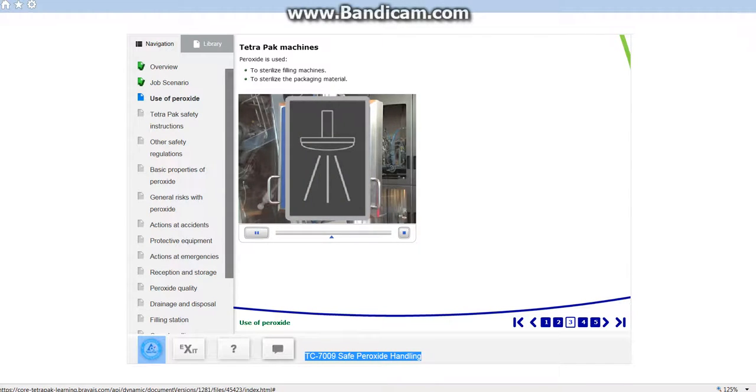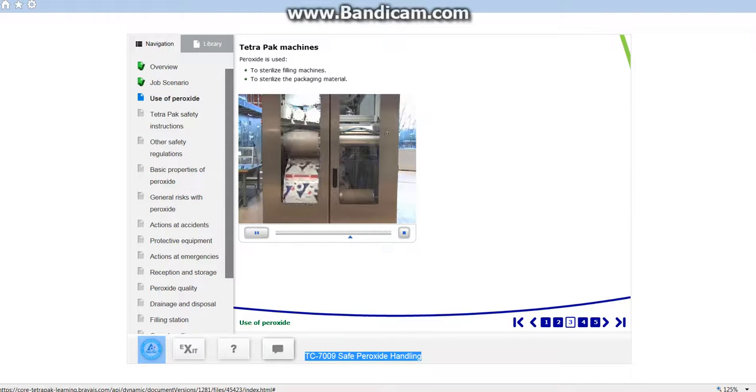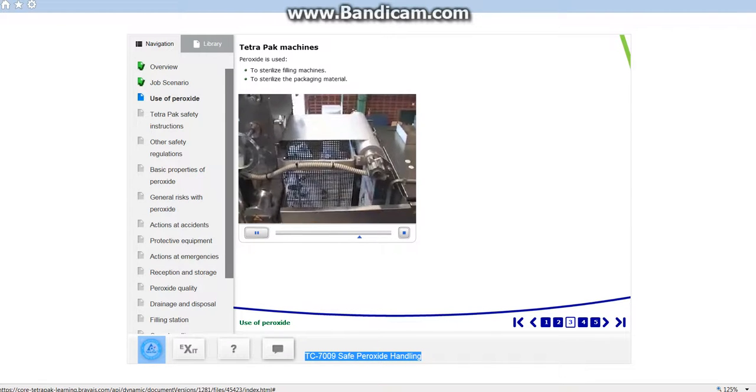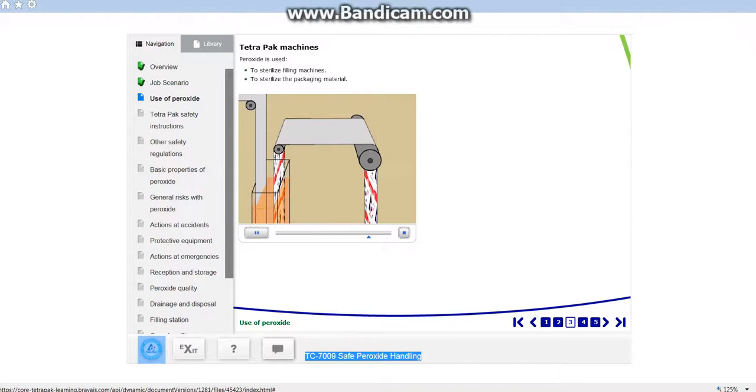Before production can start, the filling machine is sterilized. Peroxide is mixed with air and sprayed into the aseptic chamber. During production, the packaging material web passes through the peroxide bath in order to sterilize the packaging material before it comes in contact with the product.